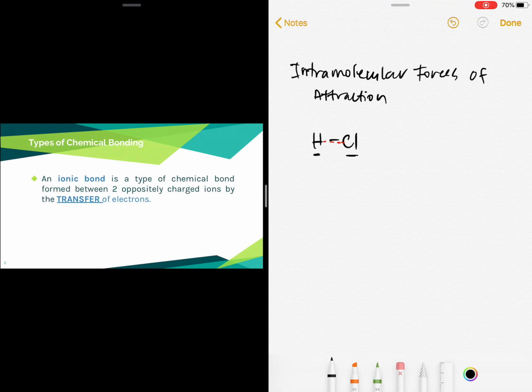Okay, what is an ionic bond? An ionic bond is a type of chemical bond formed between two oppositely charged ions by the transfer of electrons. So, pag ionic bond, ang keyword natin is transfer of electrons. It is a bond between a non-metal and a metal. So, you have a metal and a non-metal.